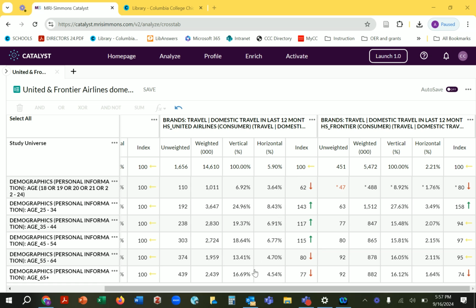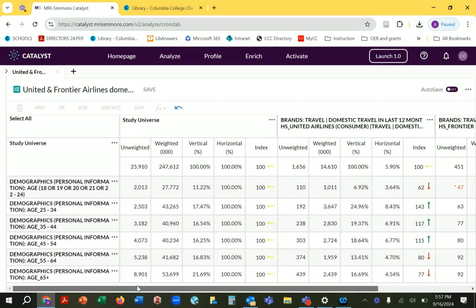Remember that the 100 is the average for the entire group. So the study universe is all the respondents to the MRI surveys, and the average of all of those is 100. You also get 100 when you're looking at all of the individuals in any particular group. So among all the 25 to 34-year-old respondents, the average of their answers is the index of 100 for their group.